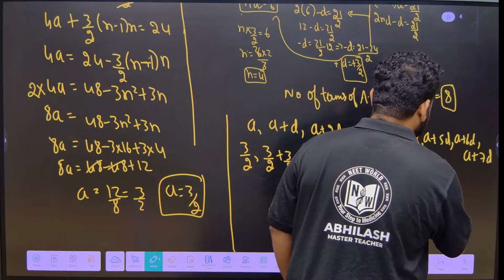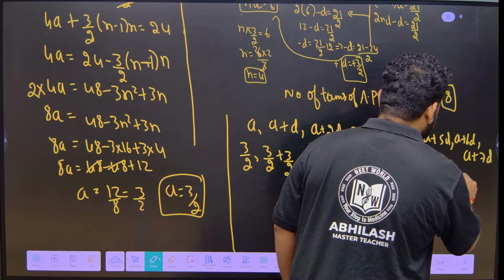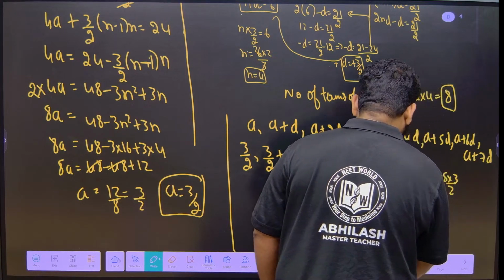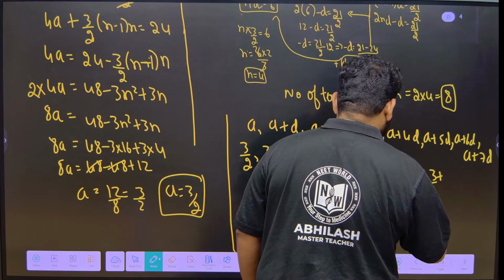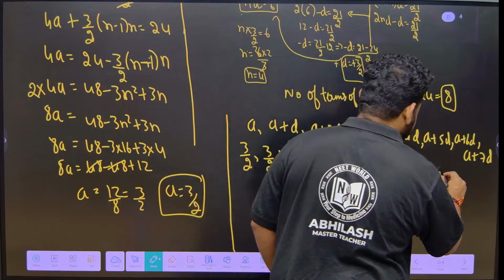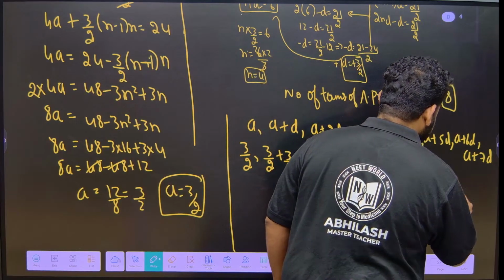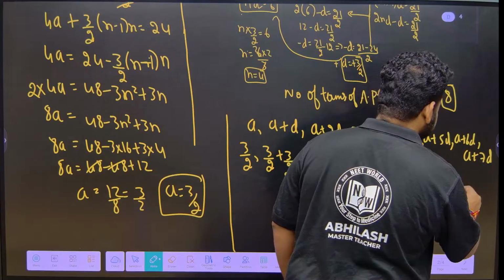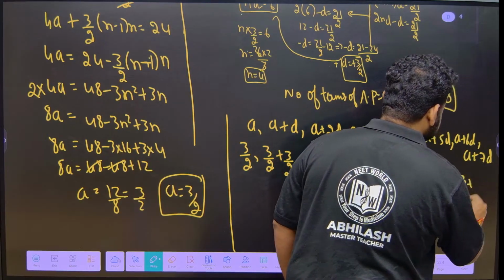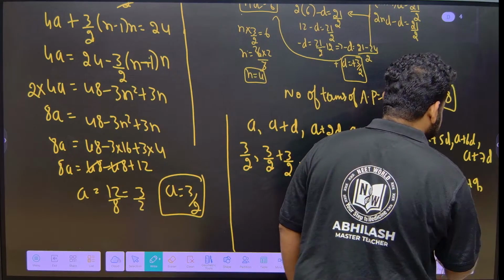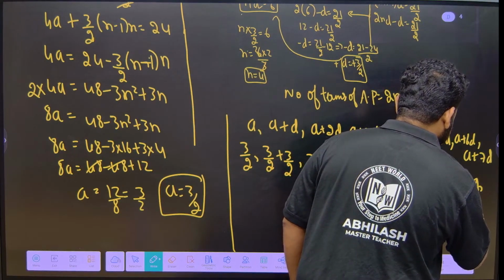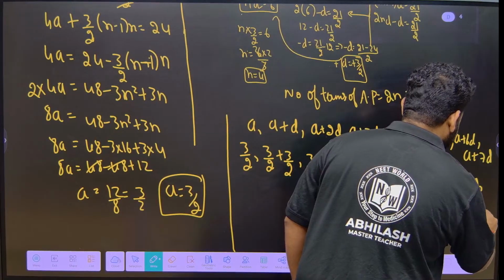Then 3 by 2 plus 5 into 3 by 2, that is nothing but 15 by 2, I can write it directly. Similarly, A plus 6D means 3 by 2 plus 6D, which is 2 3s, 3 by 2 plus 9. A plus 7D means I can write it as 3 by 2 plus 7 into 3, which is 21 by 2.